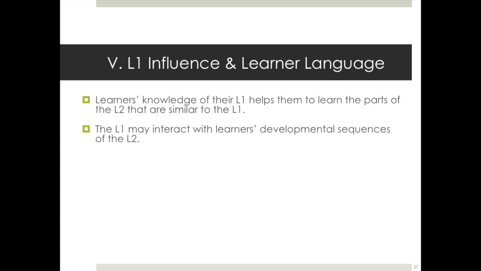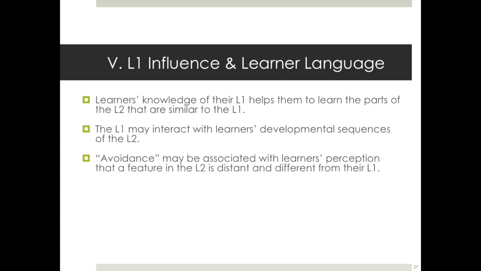Some people have tried to explain why avoidance takes place, meaning why do learners sometimes avoid difficult structures, or why do they rely on easy ways of communicating? Well, some people have said that this is probably associated with learners' perception that one feature in their second language is still distant or too different from their first language, therefore they use strategies of avoidance. So this is one hypothesis that helps people make sense of this strategy of avoidance.